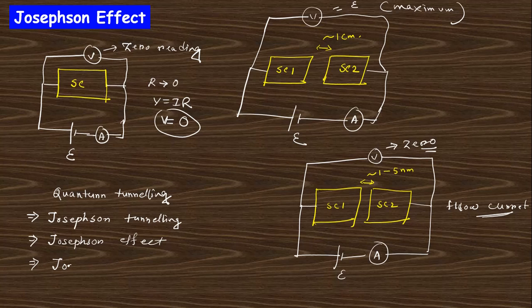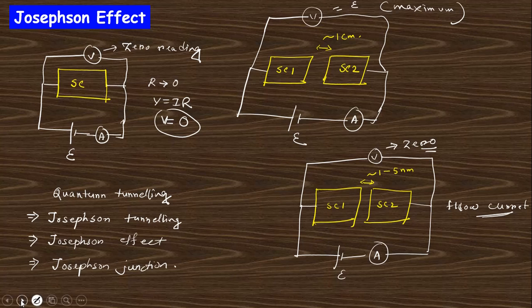This junction is known as the Josephson junction. This is the Josephson effect. There is a gap between two superconductors, but current still flows. This is the Josephson current, the effect is the Josephson effect, the junction is known as the Josephson junction, and the tunneling is known as Josephson tunneling.